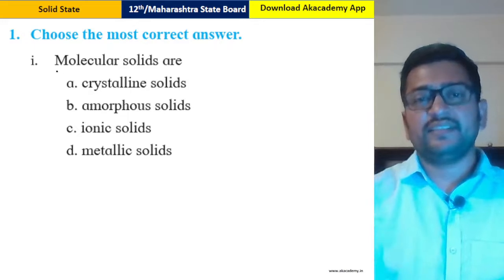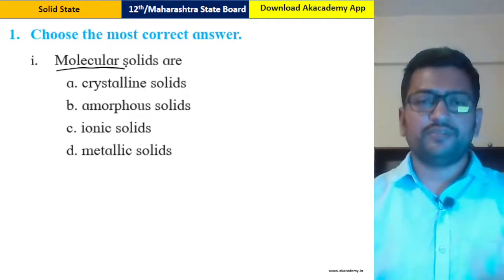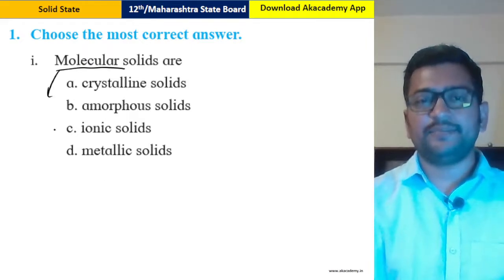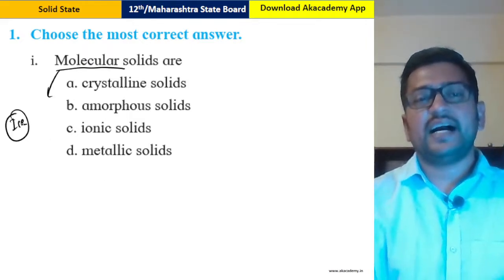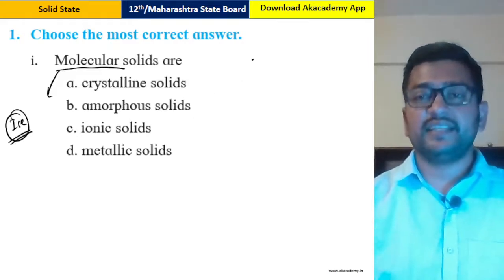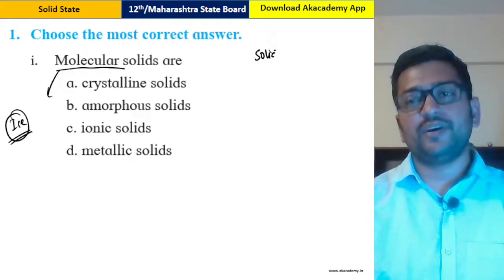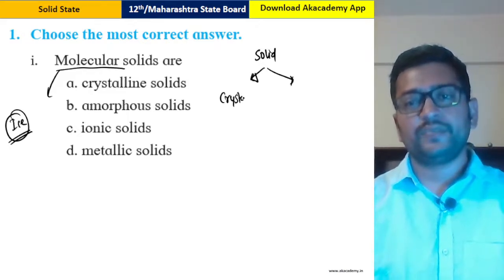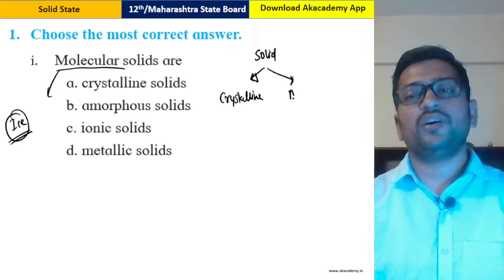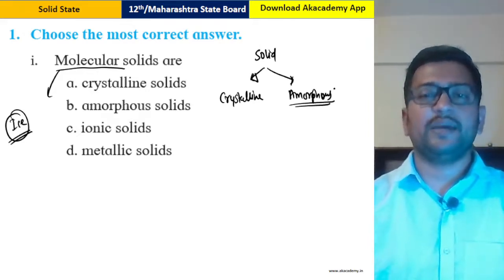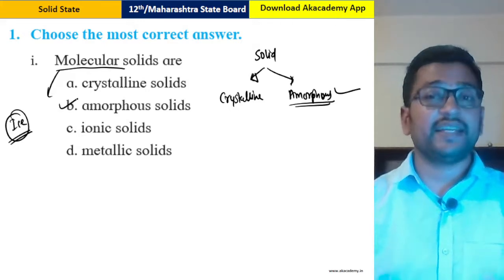So if I ask you for one molecular solid example, can you give me that example? Yes, ice is one example of a molecular solid. When we discussed solids, we discussed that solids can be classified into two categories. The first one is crystalline and the second one is amorphous, and molecular solids come under the category of amorphous solid. So B is going to be your correct answer.